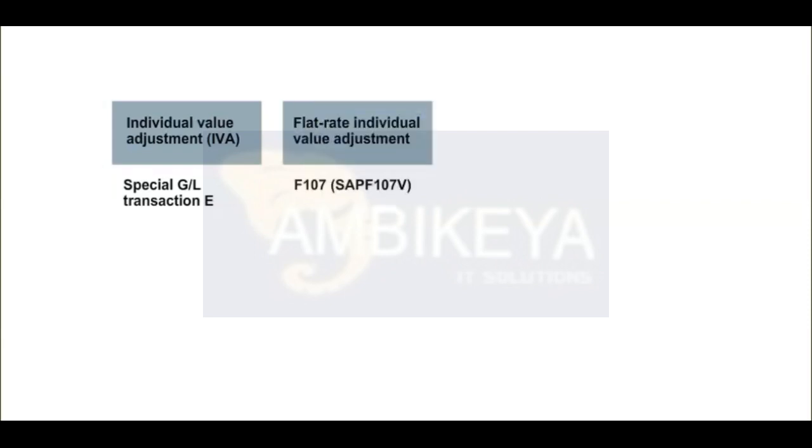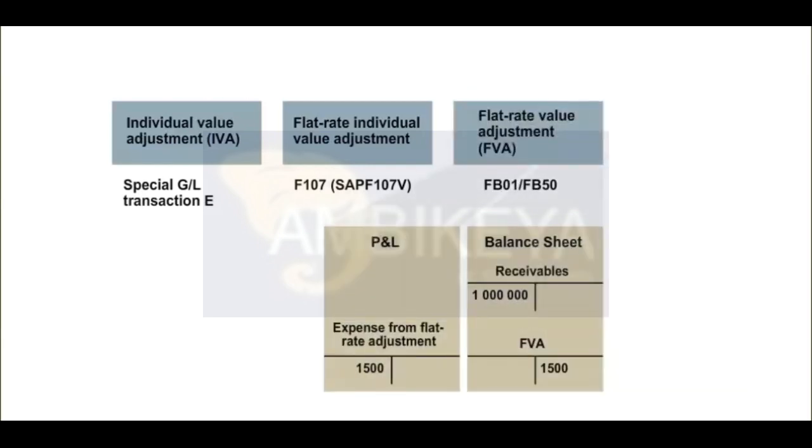You use program SAPF107 Additional Valuations to carry out a flat rate individual value adjustment. Once you have determined the amount of the value adjustment, you adjust the flat rate value by making a manual GL account posting. The posting record is expense from flat rate value adjustment to value adjustment.